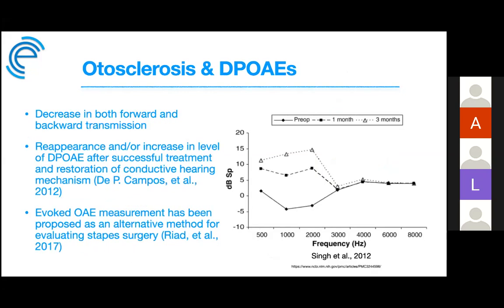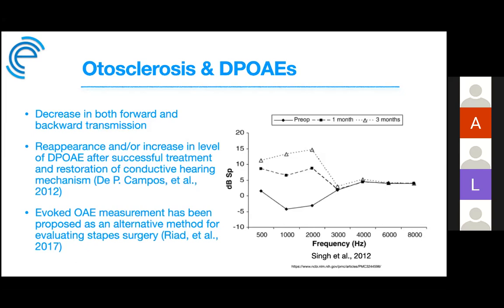So in terms of otosclerosis, the stapes cochlear impedance is going to increase substantially, and this is going to cause a decrease in both the forward and the backward transmission. So we're going to have reduced or absent OAEs in these cases. But again, there are a few studies, like the one done by Campus in 2002, that show the reappearance and even the increase in level of DPOAE after the successful treatment and restoration of the conductive hearing mechanism.